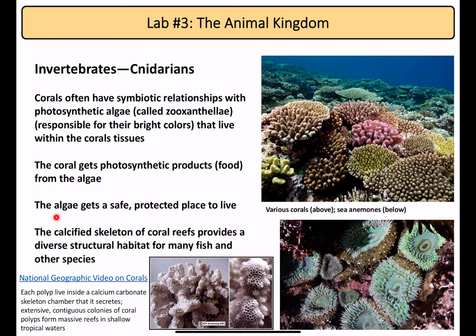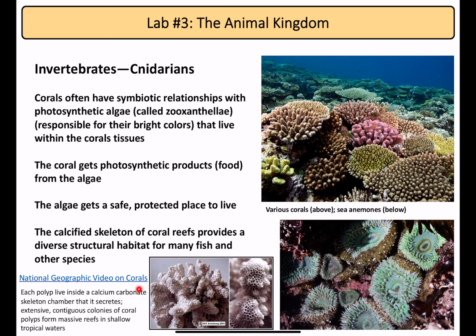And together they create this huge structure that can be built for centuries or thousands and thousands of years, a reef. And a reef is very important because it's a very diversified habitat structurally where many different organisms can live and have protection. Many types of fish, mollusks, arthropods. So they have great biodiversity, and I encourage you to watch this little video on the bottom.